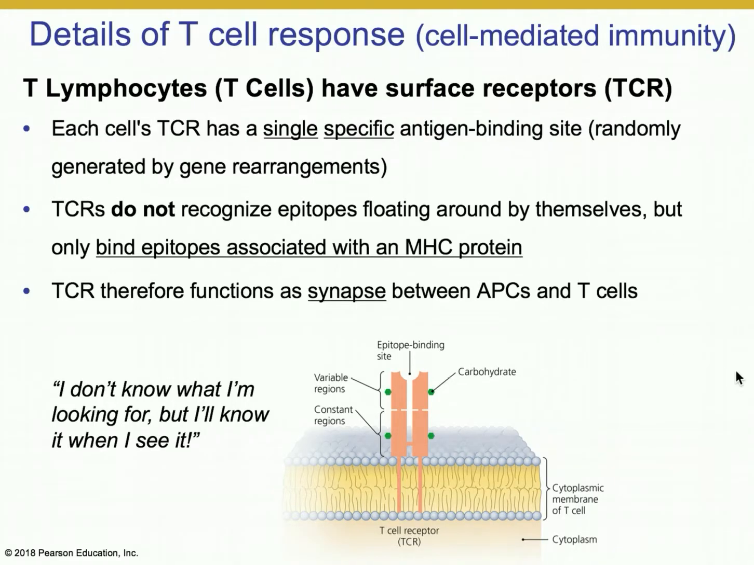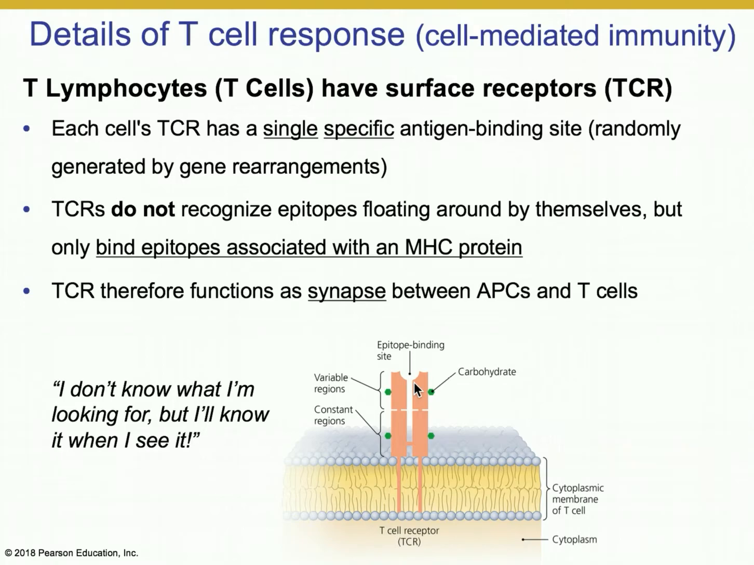So the actual interaction between an MHC epitope complex and T cells occurs at the T cell receptor, abbreviated TCR. You'll notice that, like the MHC protein complex, it includes transmembrane regions which anchor it into the cytoplasmic membrane, as well as an epitope binding site that extends outward from the cell. So each of the cell's TCRs, or T cell receptors, have just one of these sites, an epitope binding site, and the nature of it, or what it binds to, is going to be determined by gene arrangements.